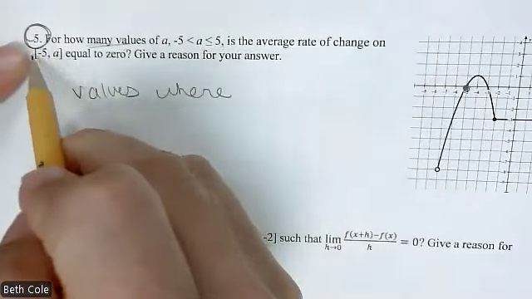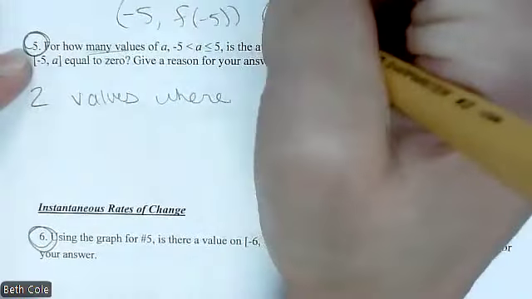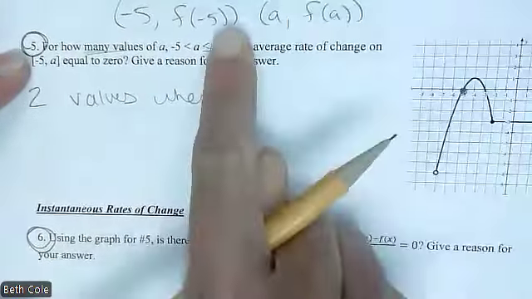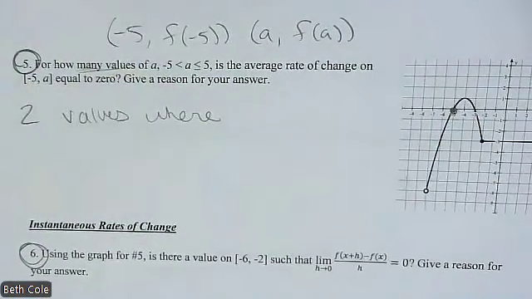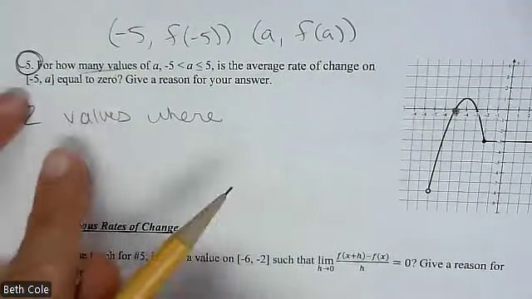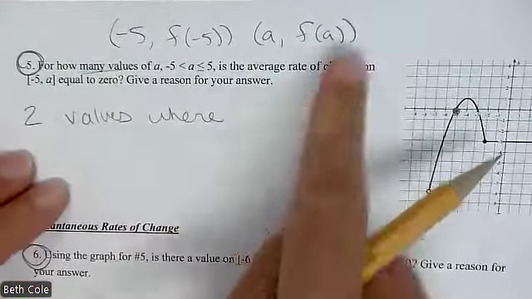Again, if it helps you to write these out as points, then do that. You would have -5 comma f of -5, and you would have a comma f of a. If that doesn't help you, don't bother. I'm just writing it. If it does help you, then it only takes 3 seconds to write. Just write it. So there's two values where slope equals 0.